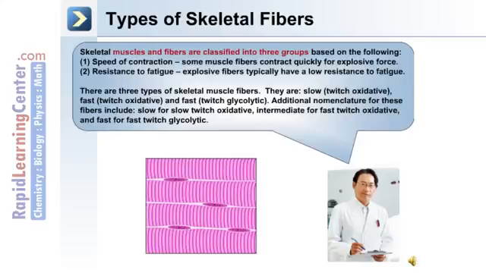There are 3 types of skeletal muscle fibers. An additional nomenclature for these fibers includes slow for slow twitch oxidative, intermediate for fast twitch oxidative, and fast for fast twitch glycolytic.